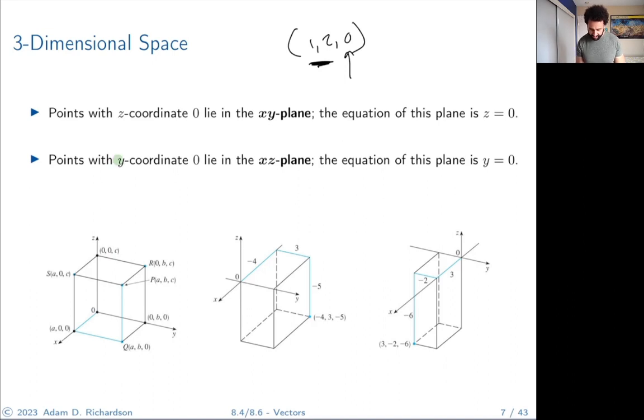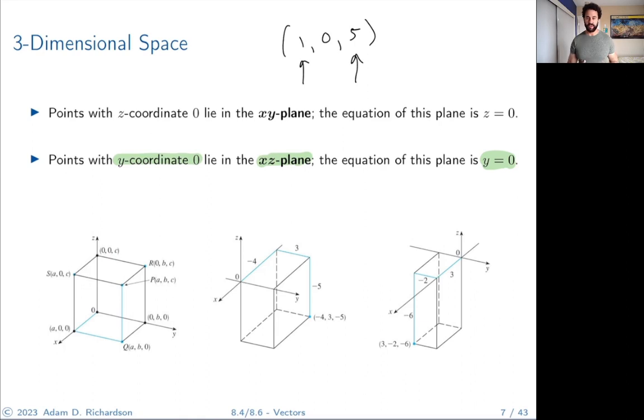So points that have a y coordinate of 0 lie in the xz plane. So for example, think about the point 1, 0, 5, right? So the y coordinate is 0 for that point. So that means that this point lies in the xz plane because the x and z coordinates are something else. But all that's important is that the y coordinate is 0, and that's why the xz plane has the equation y equals 0.